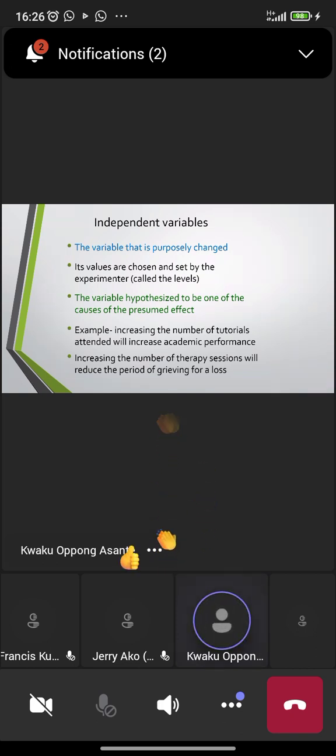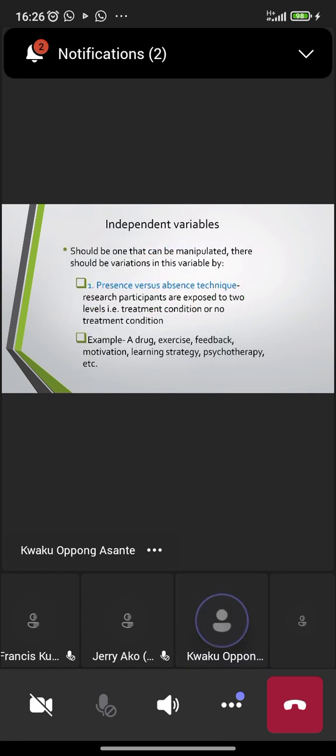So usually the researcher wants to look at how sleep quality influences academic performance. It is very important for each one of you not to rush. Just read the scenario before you move to answer it. So, how do we change the form of the independent variable? Okay. So the first forms of variation. So the variation, we have what we call presence and absence techniques.